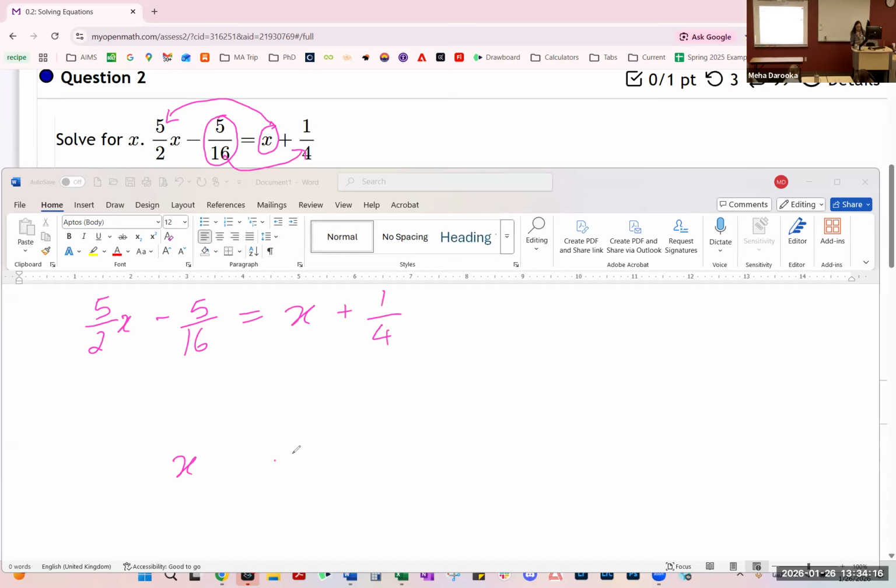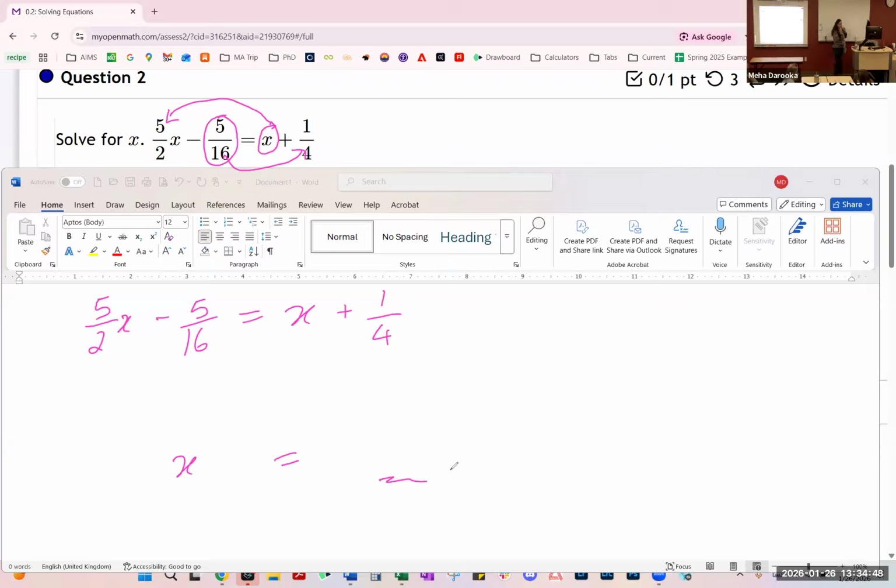What do you get for the x term on one side, and what do you get for the constant terms on the other side? Do you have an answer? Okay, you want to tell me? 5/2 x equals 1/16. 1/16, okay. Anybody else, can you say if you have the same answer or a different answer?